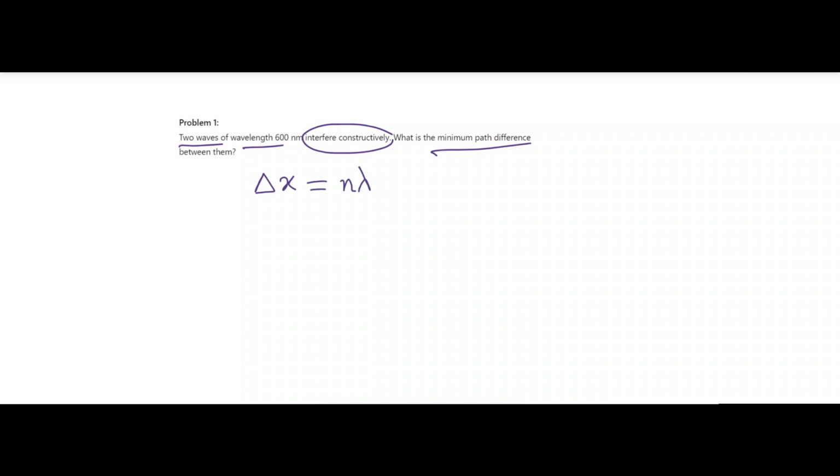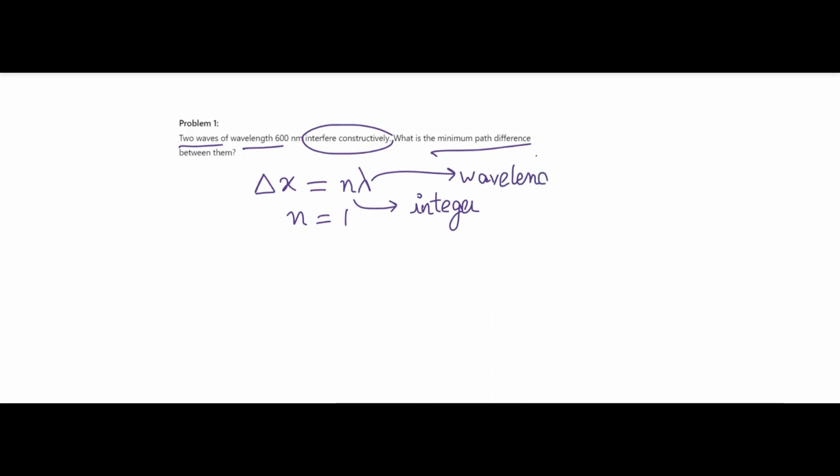And we know the minimum path difference for constructive interference, that is delta x equals n lambda, where n is an integer and lambda is the wavelength. Minimum path difference for constructive interference corresponds to n equals 1. Now, when n is 1, delta x becomes equal to lambda, which is equal to 600 nanometer.